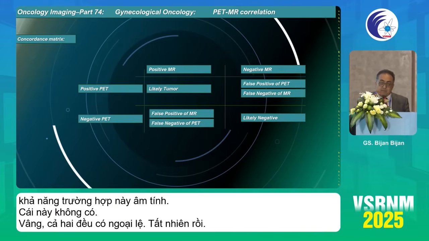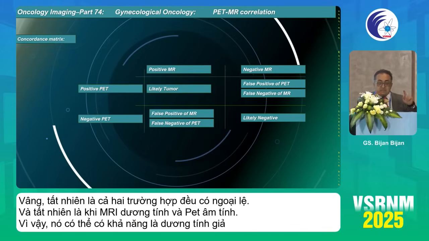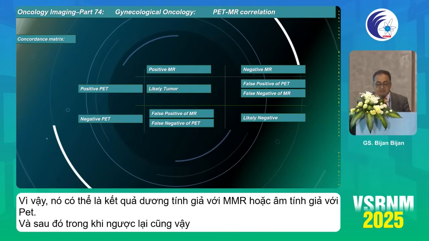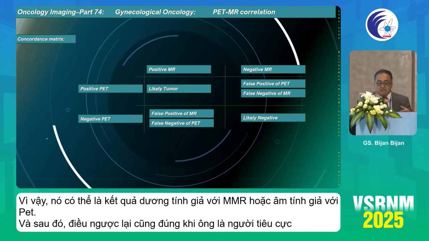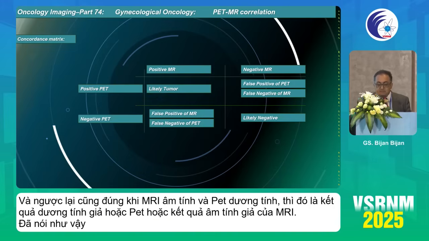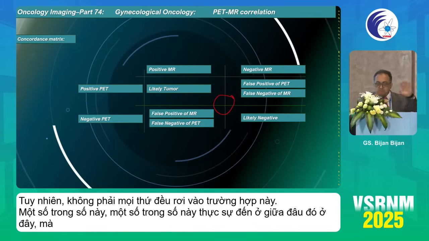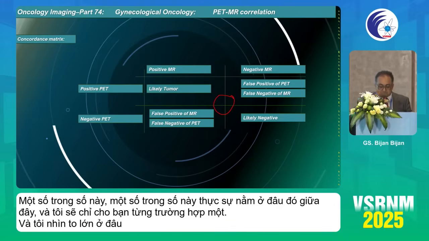And of course, when the MR is positive and PET is negative, it can potentially be a false positive of MR or a false negative of PET. And then the reverse is also true. When the MR is negative and PET is positive, it's either a false positive of PET or a false negative of MR. Now, not everything falls into these categories. Some of these are right in the middle, and I'm going to show you cases, case after case, and I let you judge which one you're going to go for.